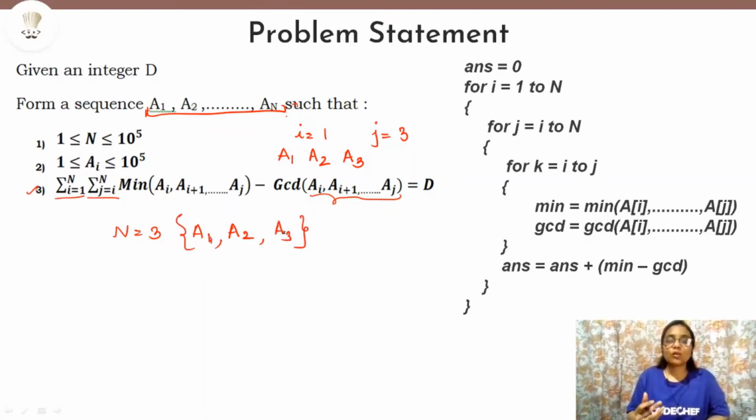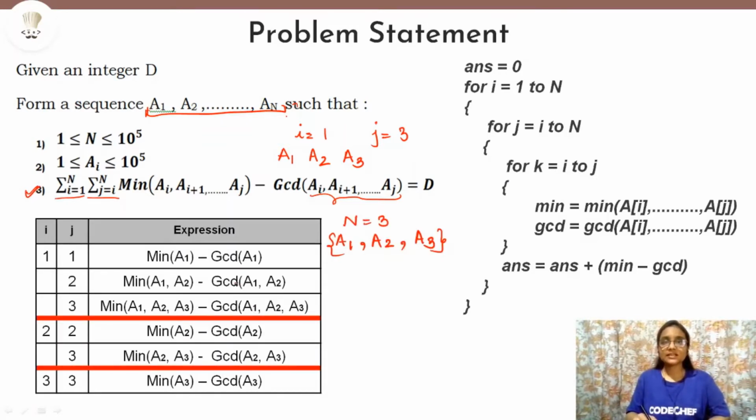So for this sequence, what will be our flow of calculating in this expression? I have already made this table, and this table is made in accordance to this pseudocode that we have discussed here. Okay. So we have 3 elements in our sequence. So i will run from 1 to n, that is the outer for loop. You can see that i is running 3 times, 1, 2 and 3. Now for each i, again j will run from i to n. So that is what is precisely happening here. For i equals 1, j is running for 1, 2 and 3. For i equals to 2, j is running from 2 to 3. And for i equals to 3, j runs for only 3.